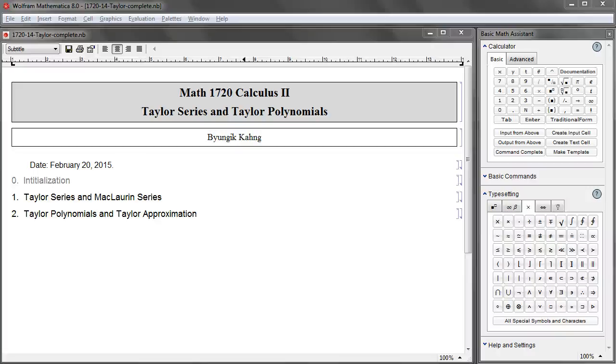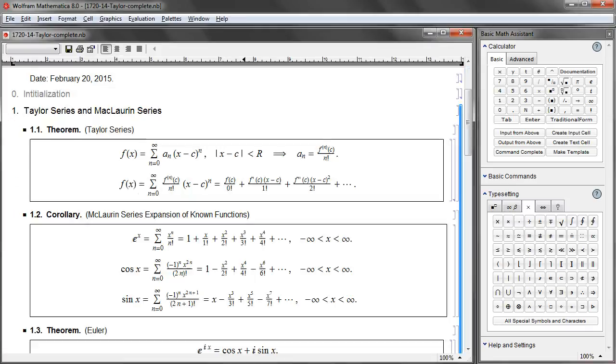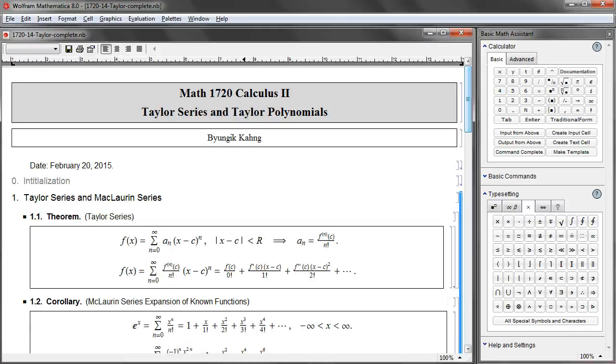At last, the final section and the final notebook of Calculus 2. The topic here is Taylor series and Taylor polynomials. What is a Taylor series? It's a series obtained by taking the derivatives repeatedly. And it is based upon this theorem here, Taylor's theorem.